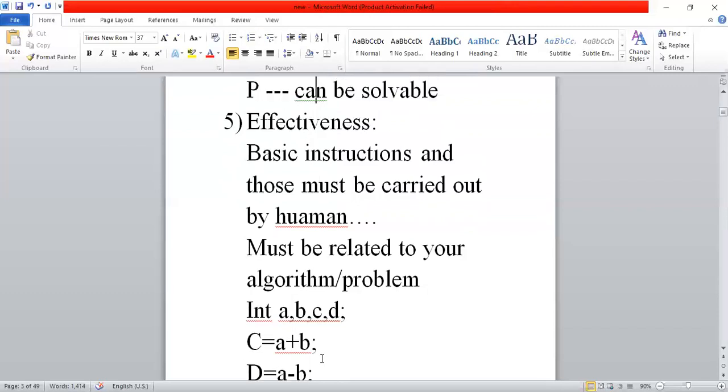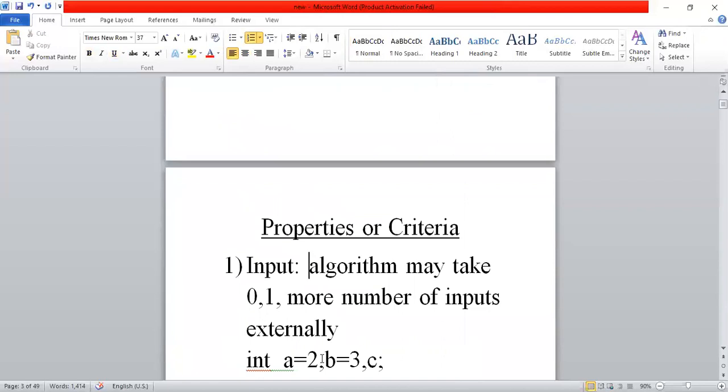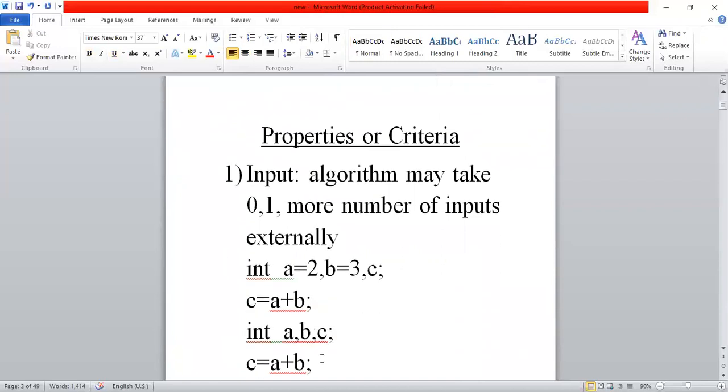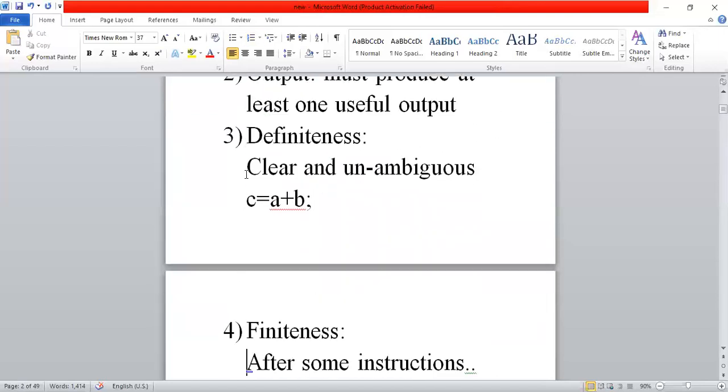So we treat these five properties as properties of an algorithm, or criteria. Sometimes we treat it as criteria or properties, either criteria of an algorithm or properties of an algorithm. If this question is asked in an exam, explain about criteria of an algorithm or properties of an algorithm, you start with input and end with effectiveness. Input is one property. Once again, an algorithm may take 0, 1 or more inputs externally, but it must produce at least one output, otherwise writing the algorithm is wasteful.